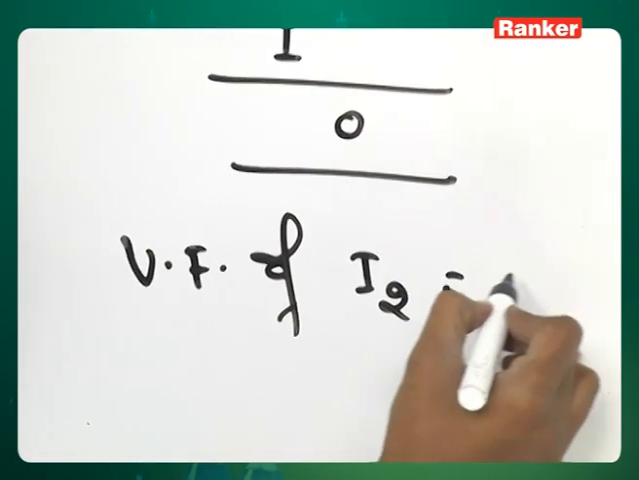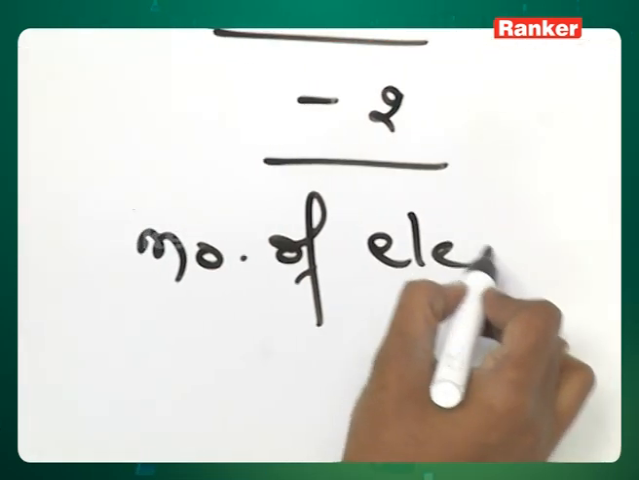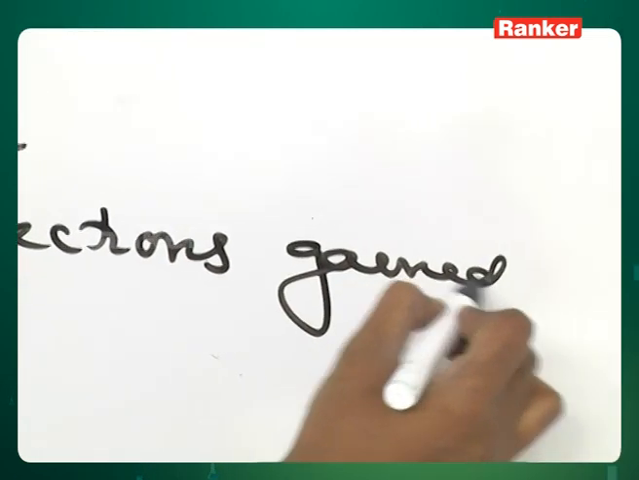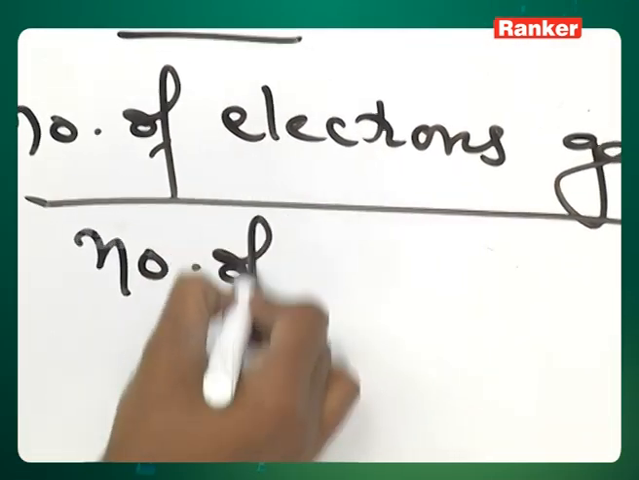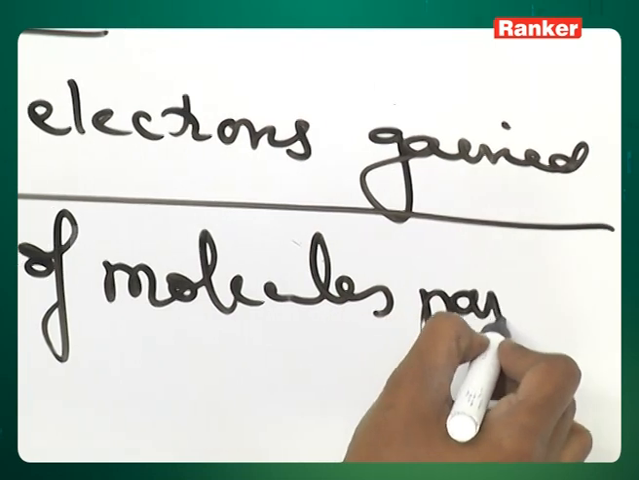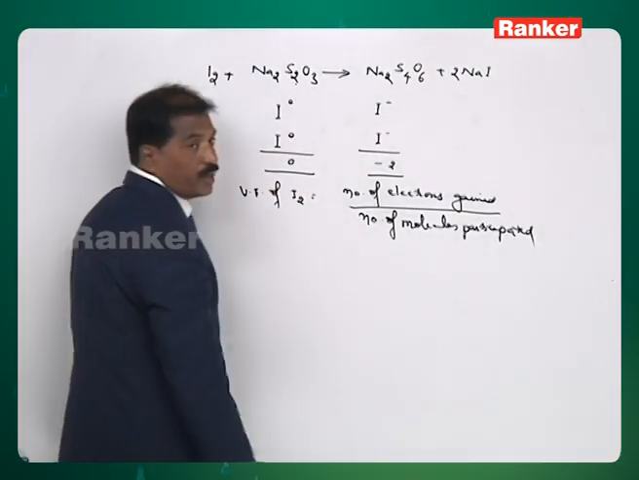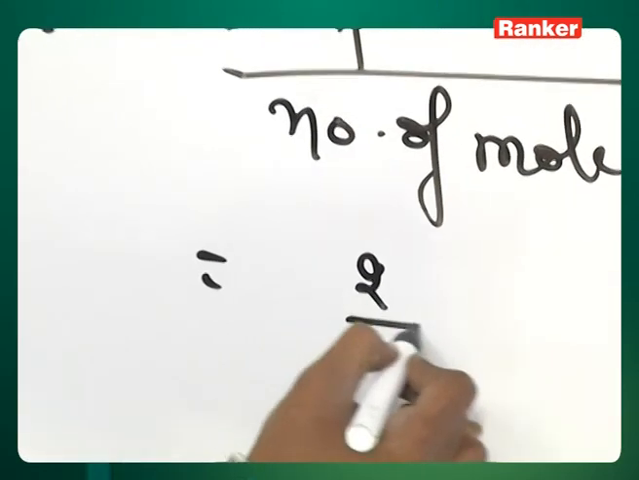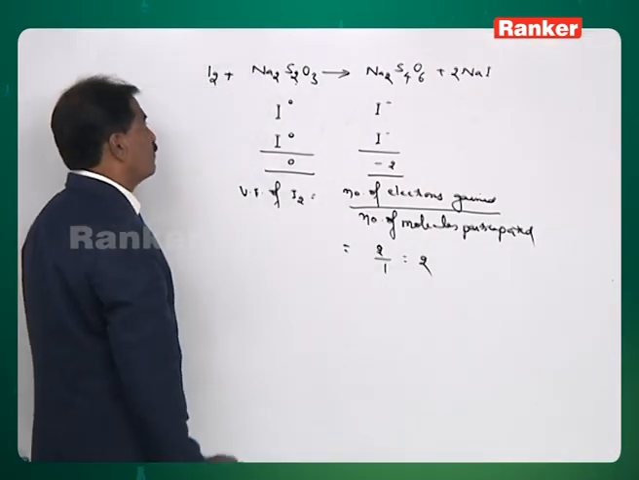Therefore, the valence factor of iodine is the number of electrons gained by the number of molecules participated. Number of electrons gained is 2, molecules is 1. So therefore, the valency factor of iodine is 2.